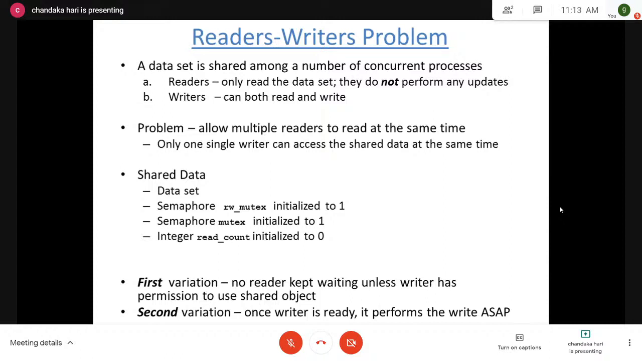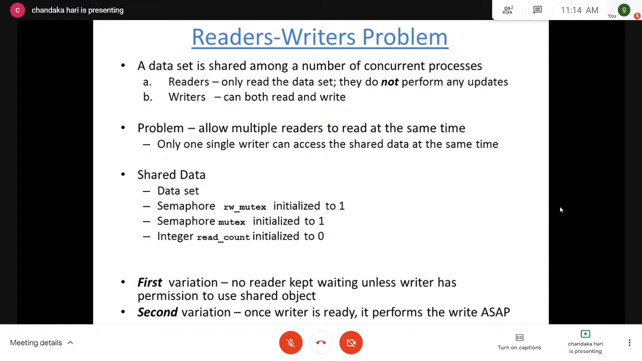Suppose any person wants to write, no one is allowed. If the read count value is equal to 0, there is no reader reading. If now the read count is 3, that implies there are 3 readers reading. At that moment, no writer is permitted to access this. The writer is put in wait state.